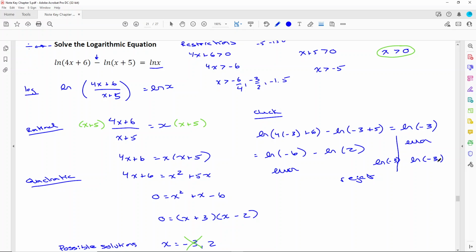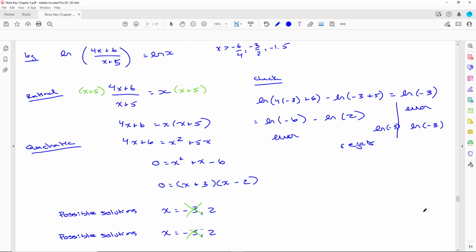So to be able to tell that something is correct but rejected is that it'll make your equation true, but it won't work. Okay, its functionality is wrong. So when we check negative 3, it didn't work. And now let's check 2.